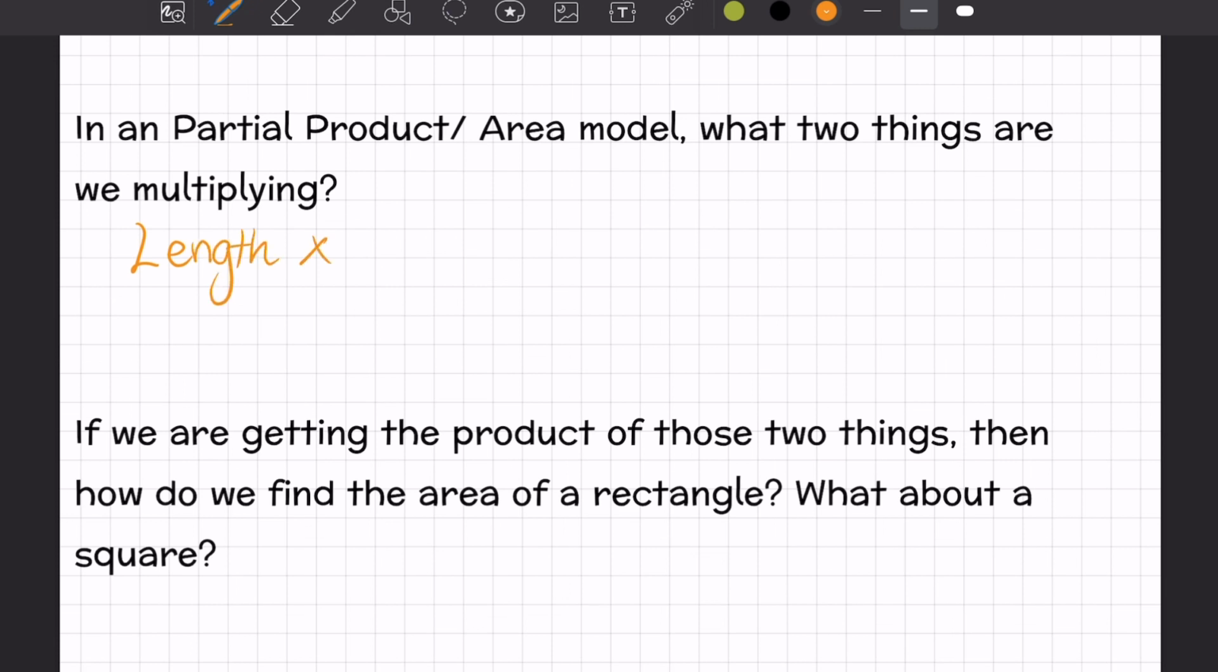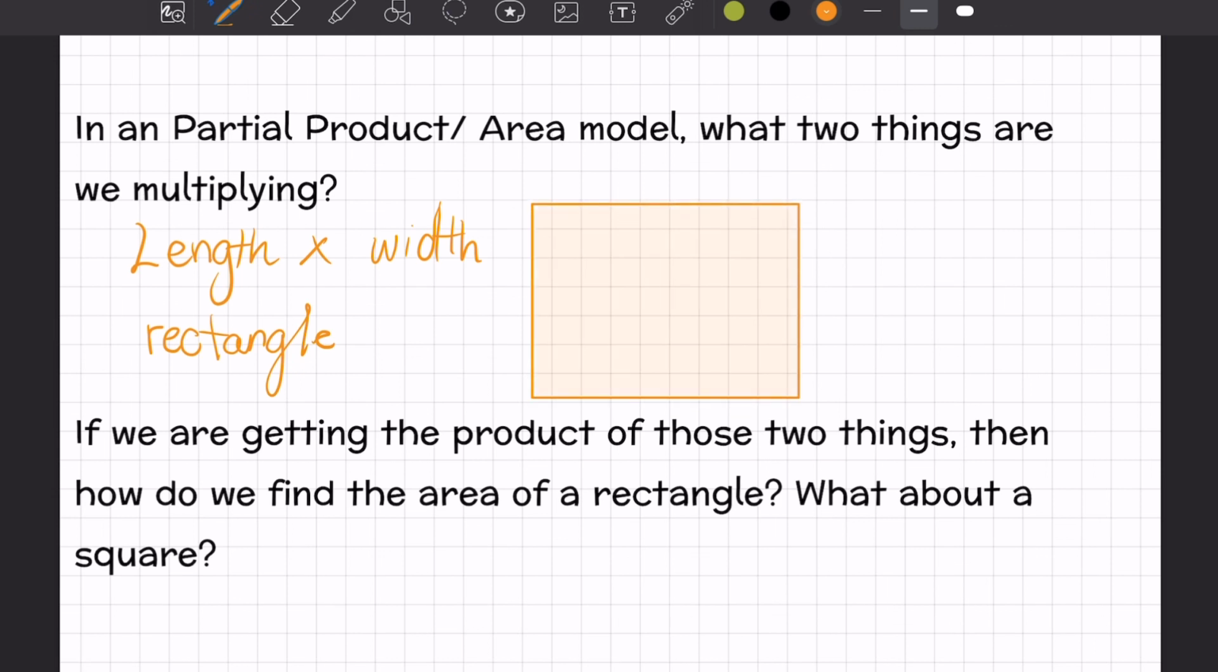length times width. And I would further the question, walking around the classroom, ask them what shape it would be, and they would tell me back, hopefully, rectangle.